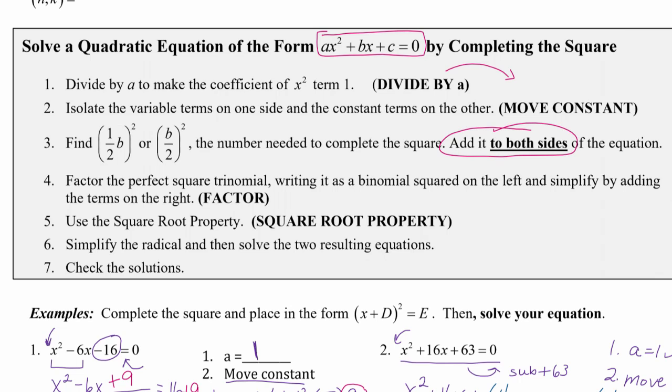The fourth step is to factor the perfect square trinomial that you just completed. You just completed the square, so you should have a binomial squared. Okay, that's called factor. All right, then you're going to use the square root property, remembering the plus or minus. Okay, you're going to simplify the radical when you do the square root property, we've done that work before. And then you're going to solve the two resulting equations. So you can have two equations to solve. And then always a good idea to check your solutions. Use your calculator. Okay, let's do some more.